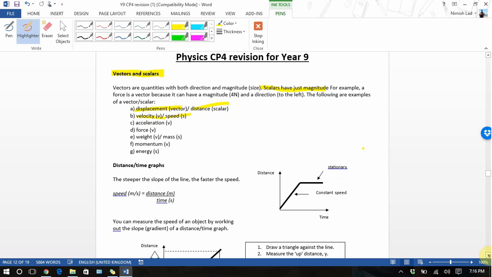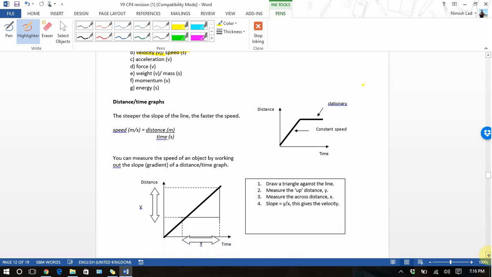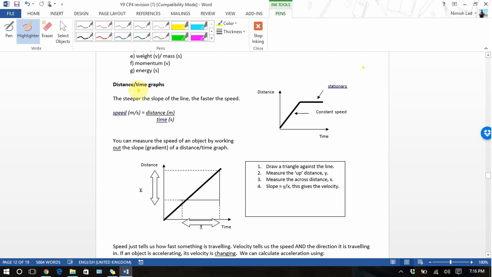After that, we did distance time graphs. So remember that speed equals distance over time. You'll get a list of the equations at the end of this, the ones that you're given and the ones that you need to remember. So the slope of this line on a distance time graph, the gradient, tells you the speed. Okay, so the steeper the gradient, the faster the speed. If the line is horizontal like this, it's stationary.